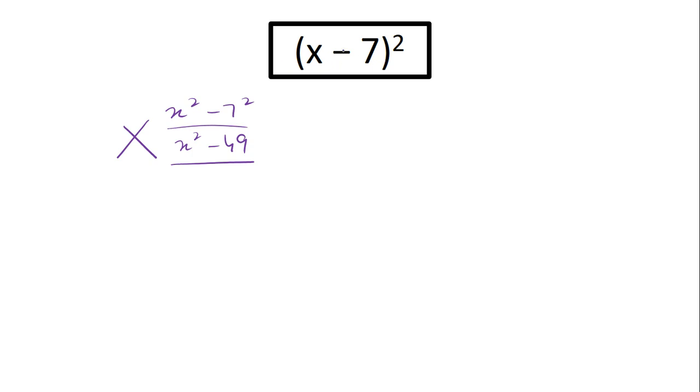Now, if I open it up, what does a square mean? If I have anything squared, let's say 2 squared, it basically means 2 times 2. Similarly, if I have x minus 7 in a bracket and it's squared, it means x minus 7 is being multiplied with itself. So x minus 7 times x minus 7.